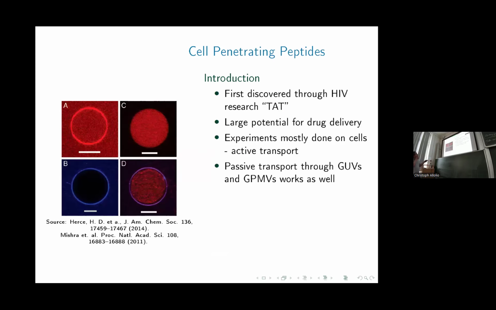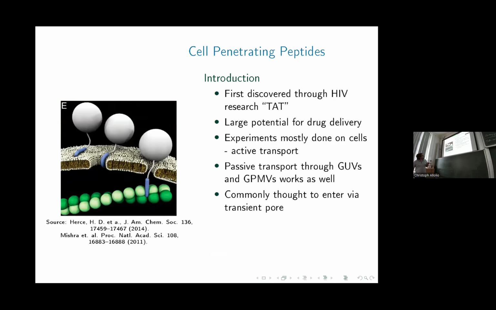And in fact, they can do it even without cells. They can enter even just pure membranes, which means that we should be able to model them without having to model the entire cell. And the way people used to think that works is that you somehow have your cell-penetrating peptide, and it goes right through the membrane, and then triggers something that pulls things through. But this makes no sense because, as you saw, you don't need any transport mechanism.